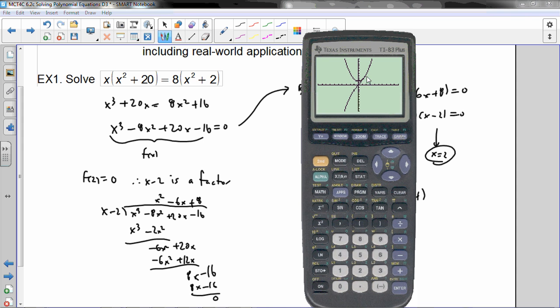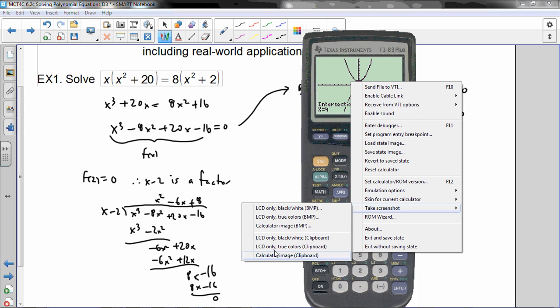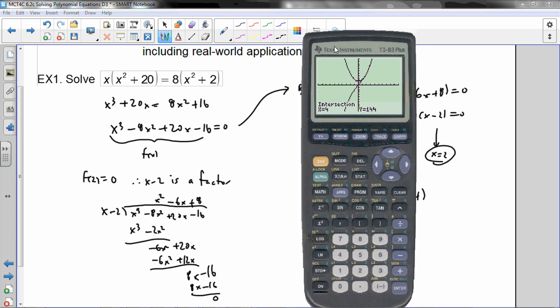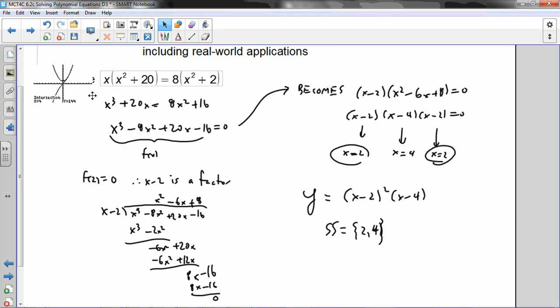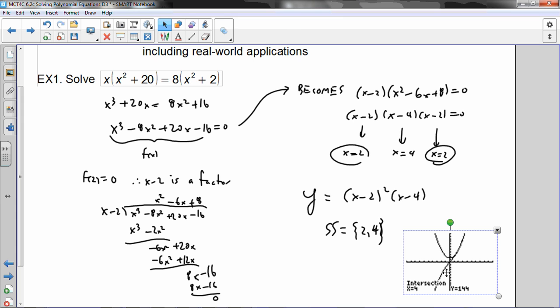Ah, at 2 and at 4. And if I tried to find the intersection points between that graph and that graph, get over where they look like they're on top of each other. 4 and 144. But again, the y value we don't need. Right? Dandy. So this is the check.